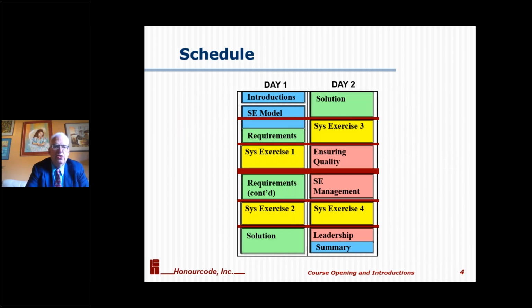This shows the schedule of the two-day course, how we go from the model and requirements after an introduction. We have an exercise about an automobile throughout to practice it. We go from requirements then to solutions, and for solutions we want to ensure their quality, and we show how system engineering management and leadership affect it, and then we summarize it.